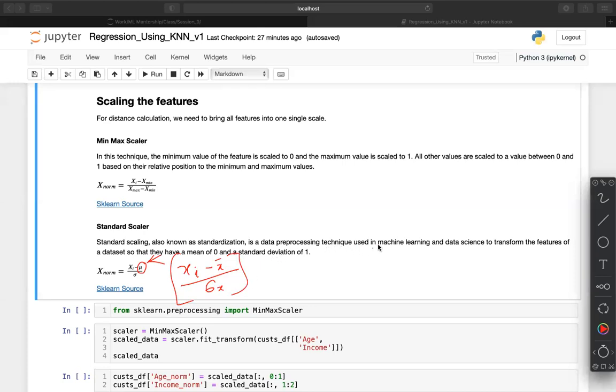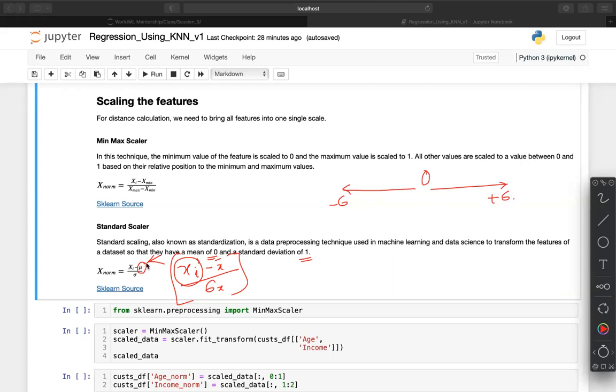So standard scaling is a data processing technique used in machine learning to transform the features of a data set so the values have a mean of 0 and a standard deviation of 1. If your value is very close to the mean, it will be 0. If it is far away from the mean and lesser than the mean, it will be a negative value in terms of standard deviation. Higher than the mean, it will be positive in terms of standard deviation.